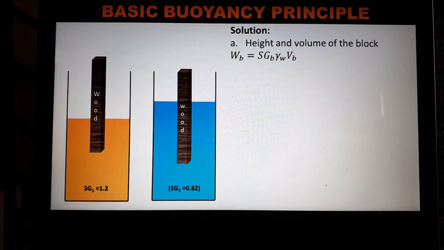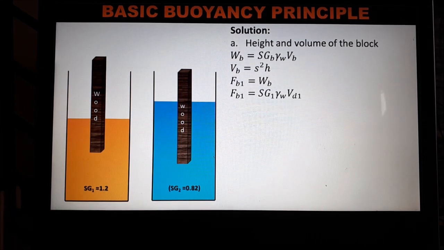Now, we all know that the weight of the block is simply equal to the specific weight of the block times the volume of the block, while the specific weight of the block is simply equal to the specific gravity of the block times the specific weight of the water. Now, the volume of the block is simply equal to the side squared times the height. Now, the buoyant force 1 is equal to the weight of the block. We all know that the buoyant force 1 is simply equal to the specific gravity of fluid 1 times the specific weight of water times the volume of fluid 1 displaced.